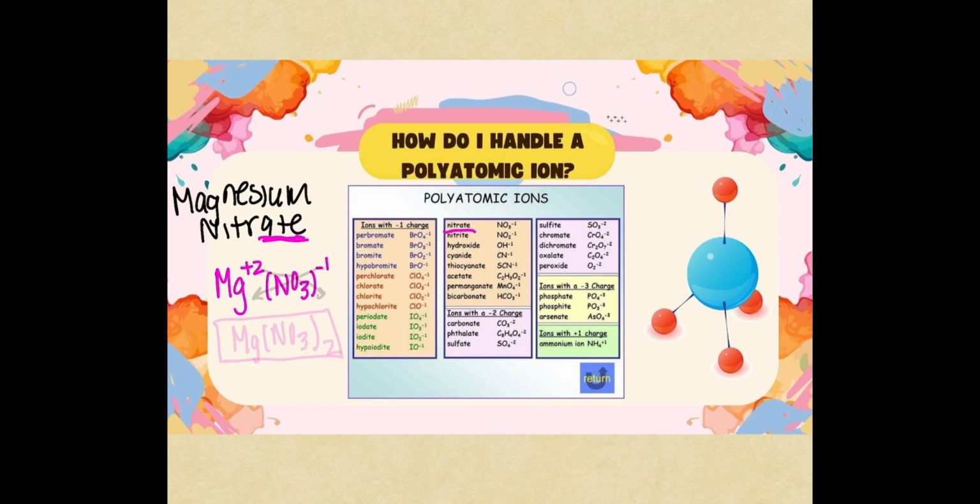Then I'm going to do my process for swap and drop, and I'm adding my arrows to show where those numbers should go. Remember, you are not bringing down the charge. You are only bringing down the numbers. Your formula is going to be Mg(NO3)2, and that is your answer for magnesium nitrate. I hope that was easy. If you have any questions, please comment down below so that I can help further.